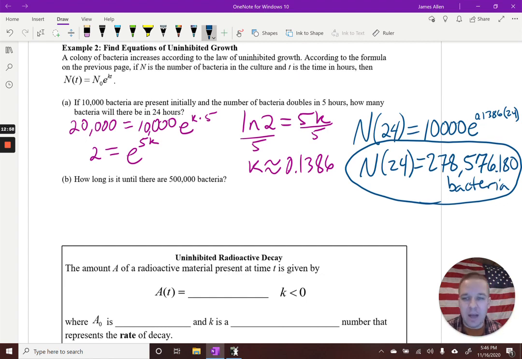and this is obviously we're using the same bacteria population, right? Same problem. So we can use the K from before. That's great. It's already stored. So we have 500,000 is equal to 10,000 E raised to the KT. So we got 0.1386 T. I'll put the number there so I remember that I'm solving for T at this point, but remember, we're going to use K in our calculator. So we'll divide by 10,000 on each side.